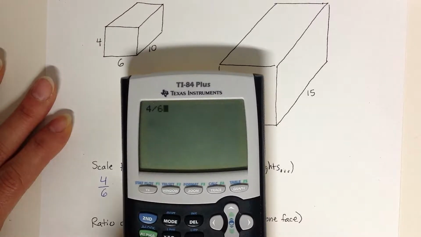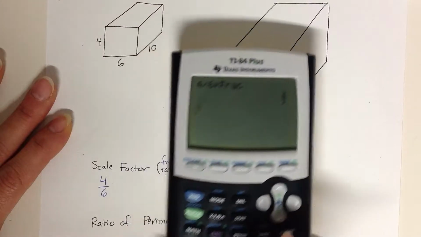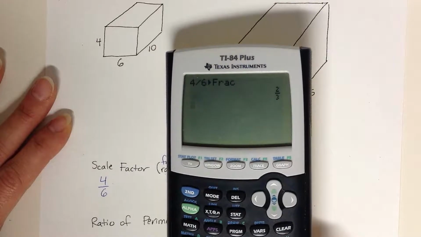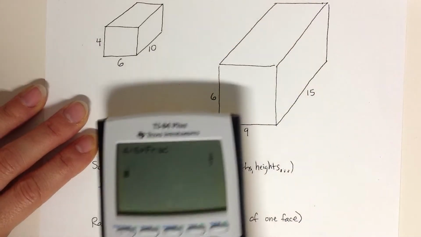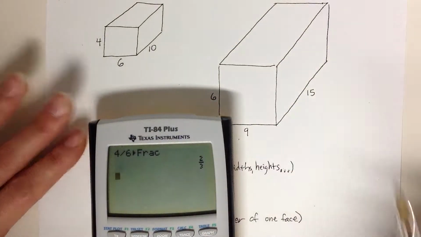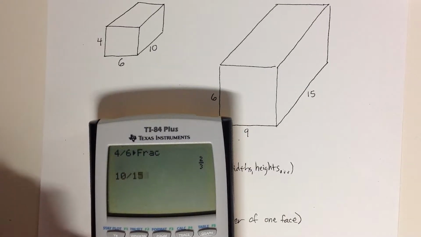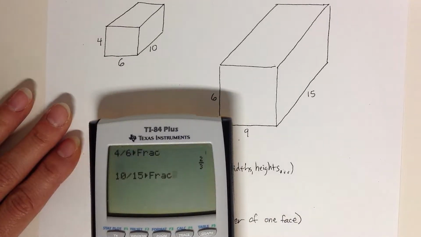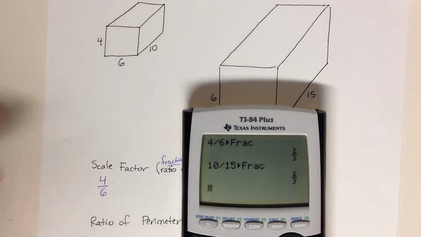I would put that in my calculator and hit math fraction. So 4 divided by 6, math fraction. I always want to simplify scale factors. So I get 2 to 3. Now that would have worked if I took the two long ones, 10 and 15, 10 divided by 15, math fraction. That's how we defined a scale factor, those corresponding parts.